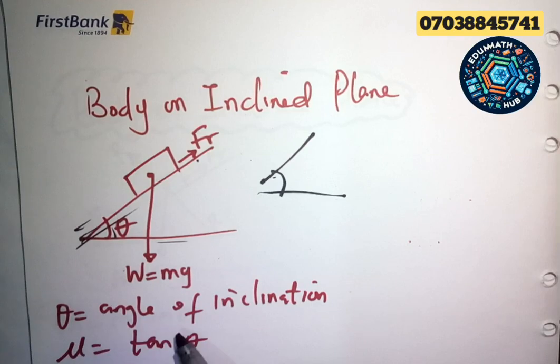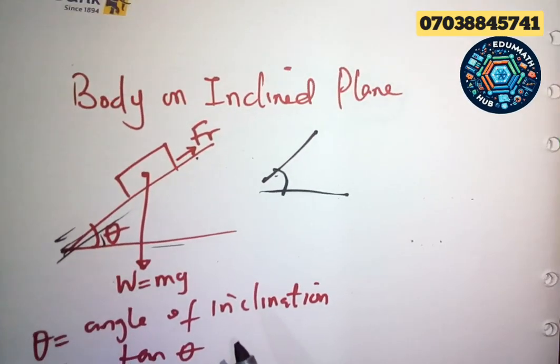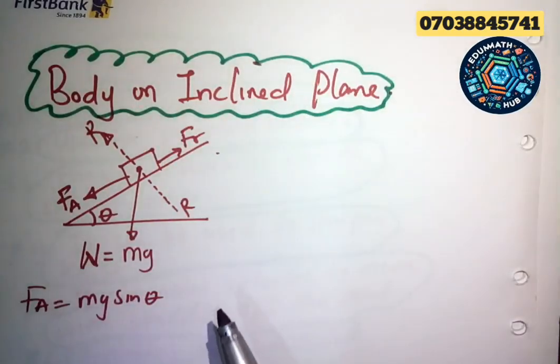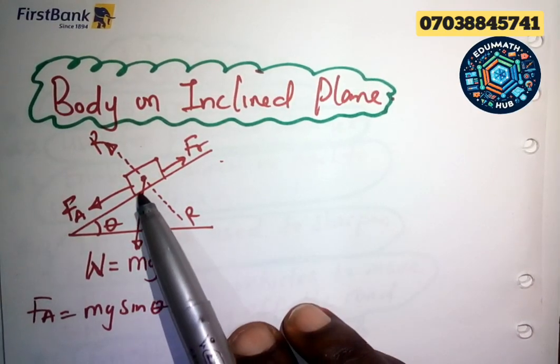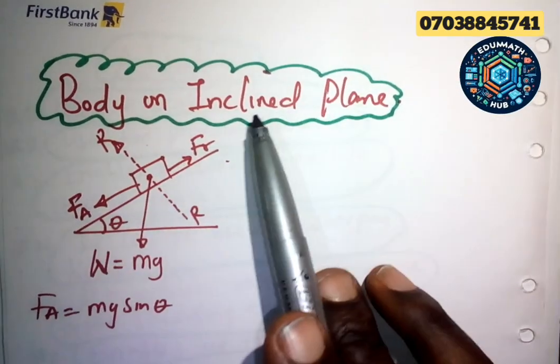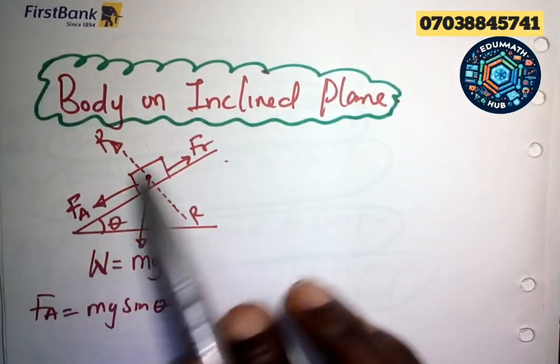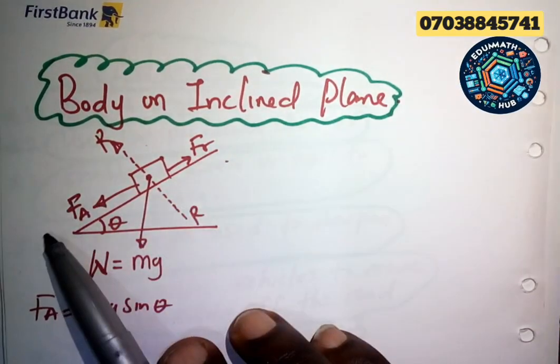So mu is equal to tan theta. Very straightforward. Now the next one is the same idea, a body on an inclined plane. I said earlier that this body cannot move upwards unless you push it like this. If you're pushing it like this, that means the friction is acting backwards.